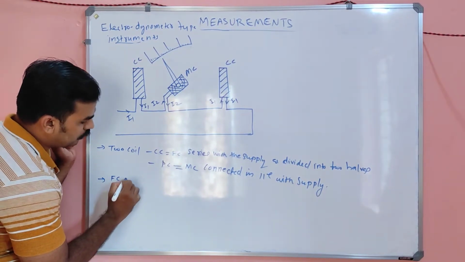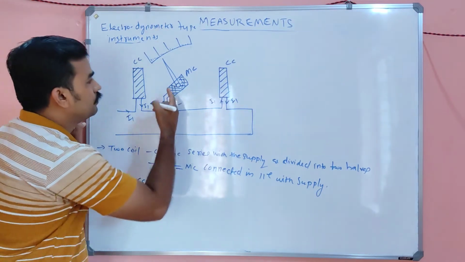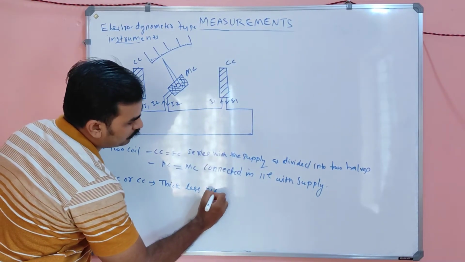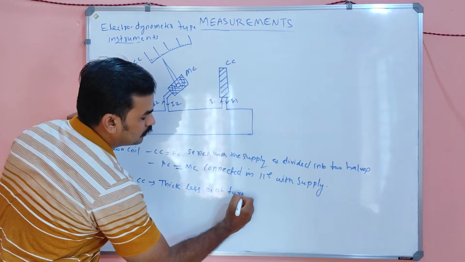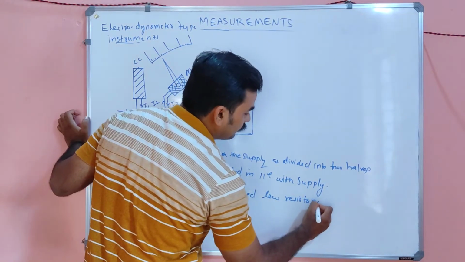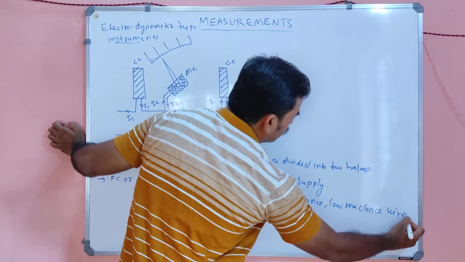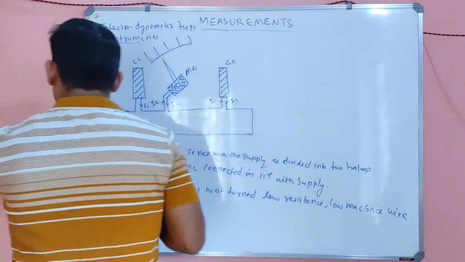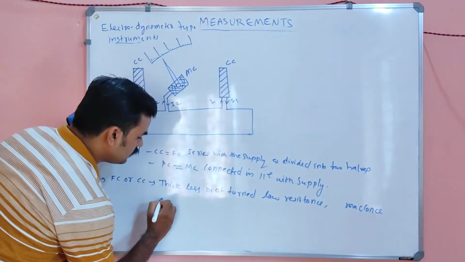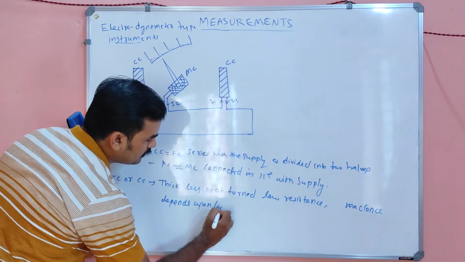the fixed coil or current coil has thick wire, fewer number of turns, low resistance, low reactance, or simply low resistance wire, and the reactance depends upon the load. Is it correct, my dear?